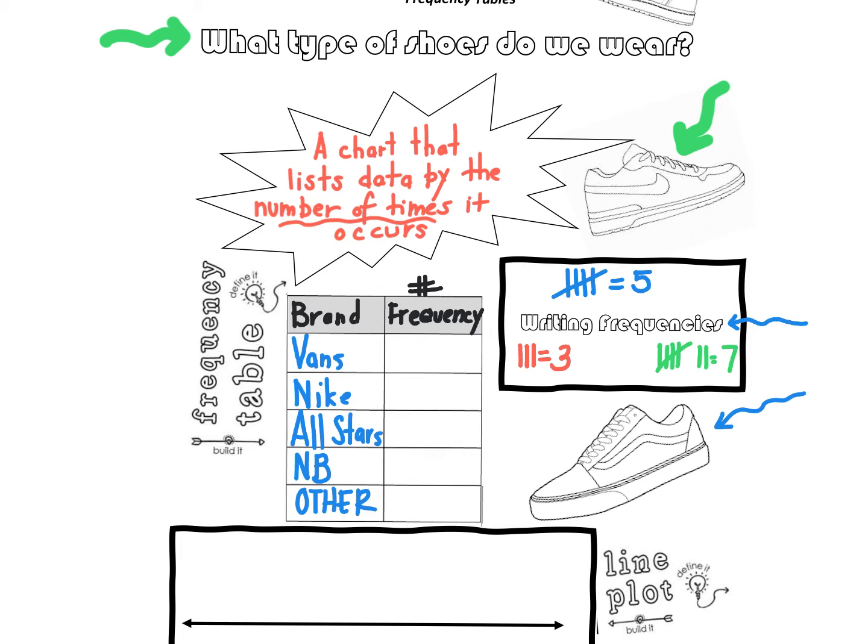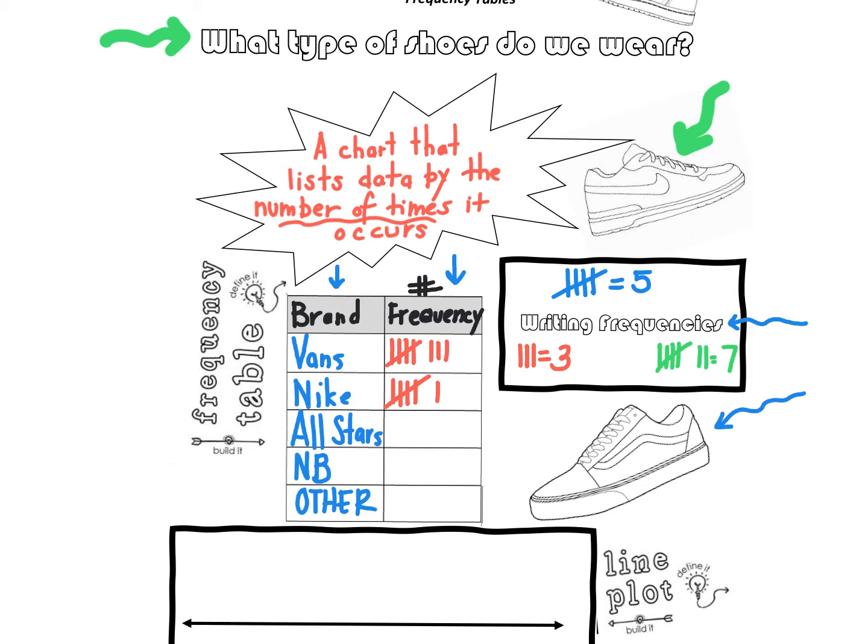So the first thing you need to remember when creating a frequency table is that you have to make sure and label. The first column is usually the items you're talking about. The second column is the frequency or the numbers. So say for instance we have 8 people in class wearing Vans. I would draw 8 tally marks. So there's my 5, 6, 7, 8. And maybe for our Nikes, we have 6. So I would draw my 5 tally marks and then 1 more.